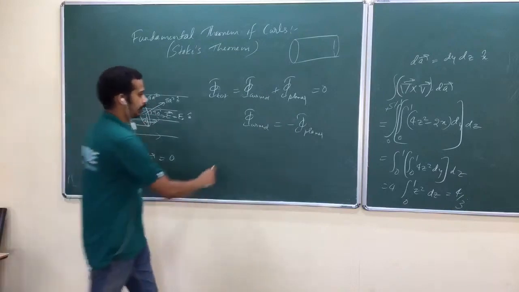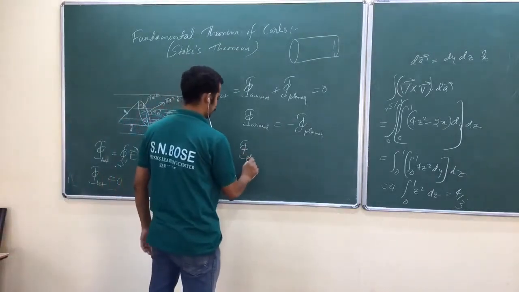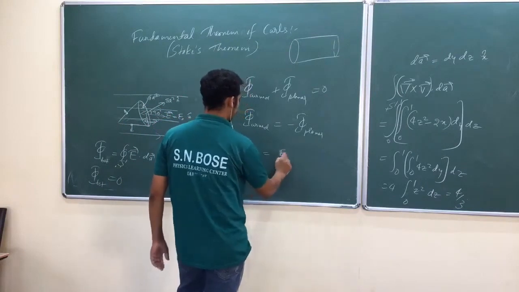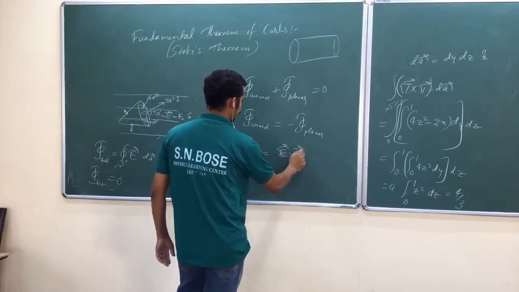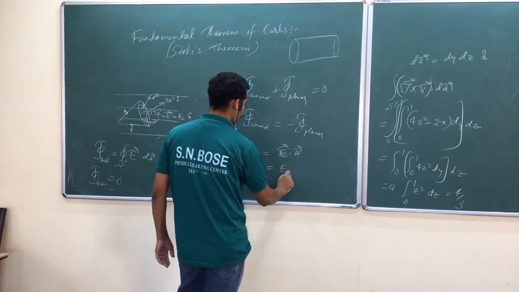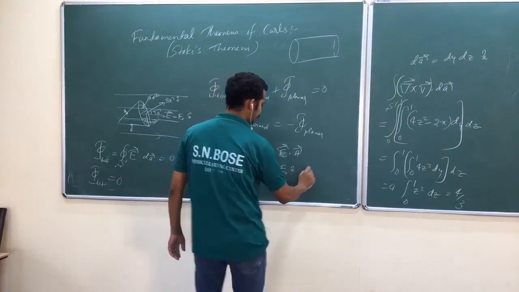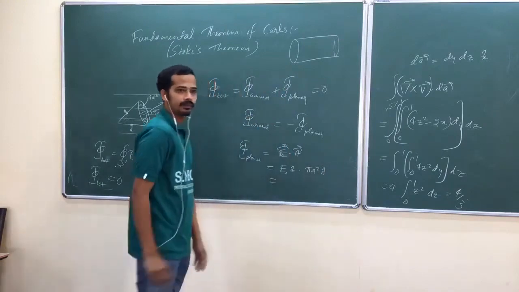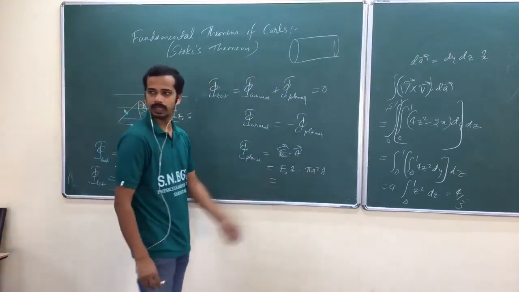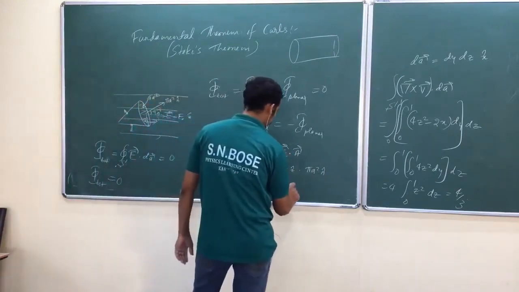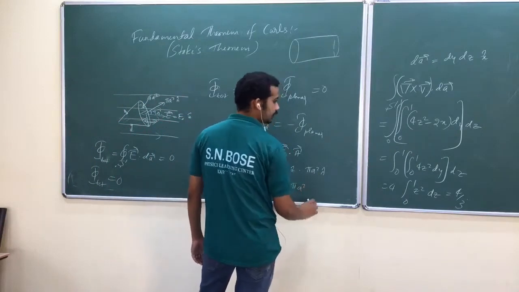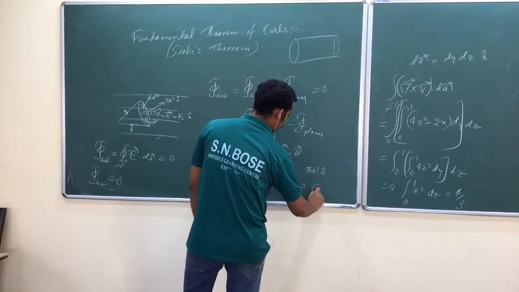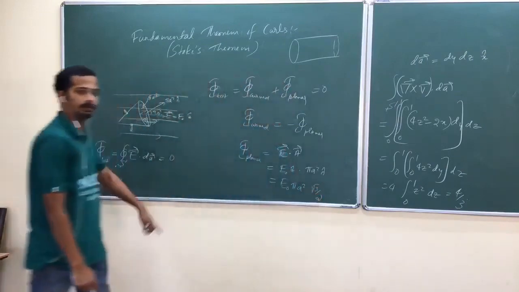Look at here. What is that phi planar? Electric field dot area vector. Electric field is E0 into z cap. What is area vector? Pi a square into n cap. What is the angle between them? 30 degree. Angle between them is 30 degree. E0 pi a square cos 30 degrees, root 3 by 2. Root 3 by 2. Obviously it is positive.